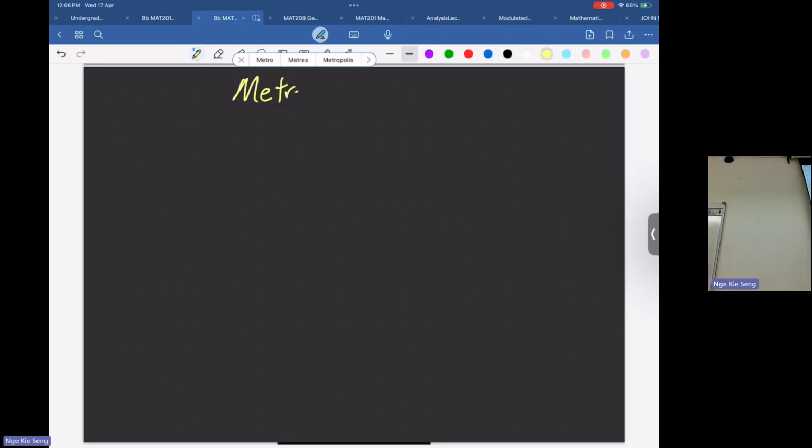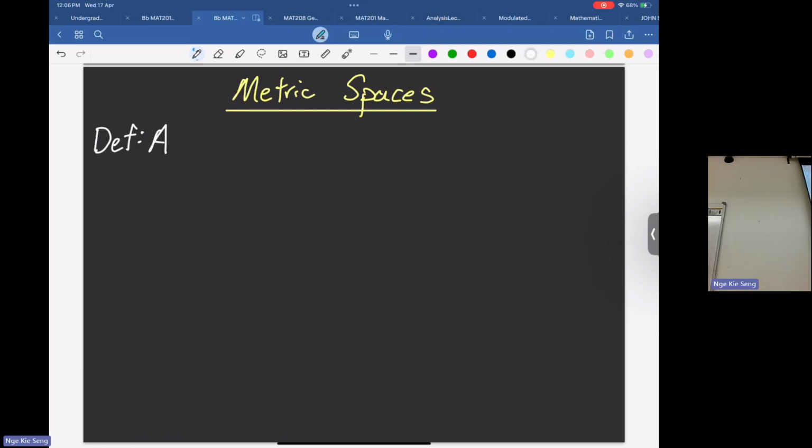So metric space is meant to be a generalization of Rn. You learn Rn in MA2, right? So this is meant to be a generalization for Rn. So what's the definition of a metric space?